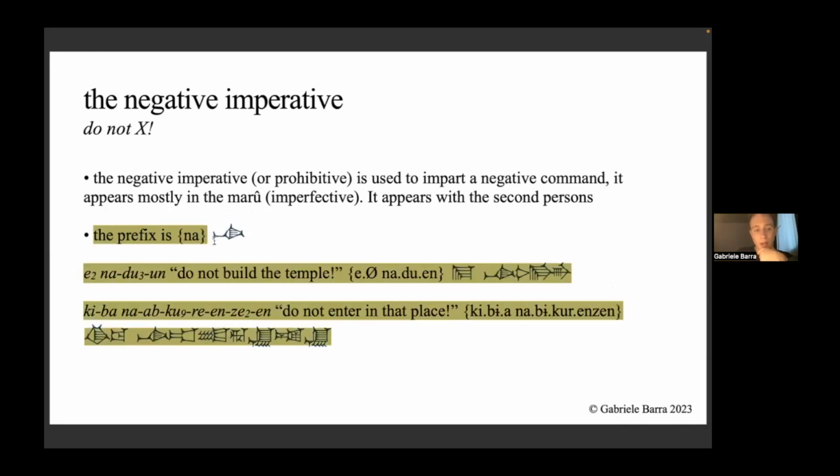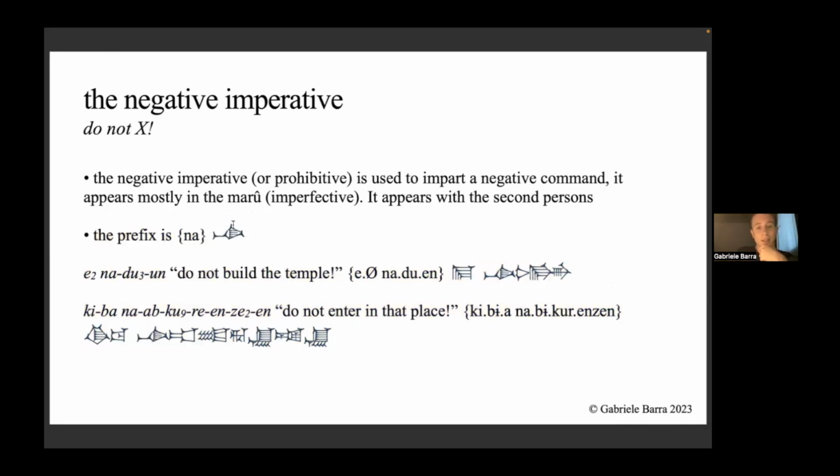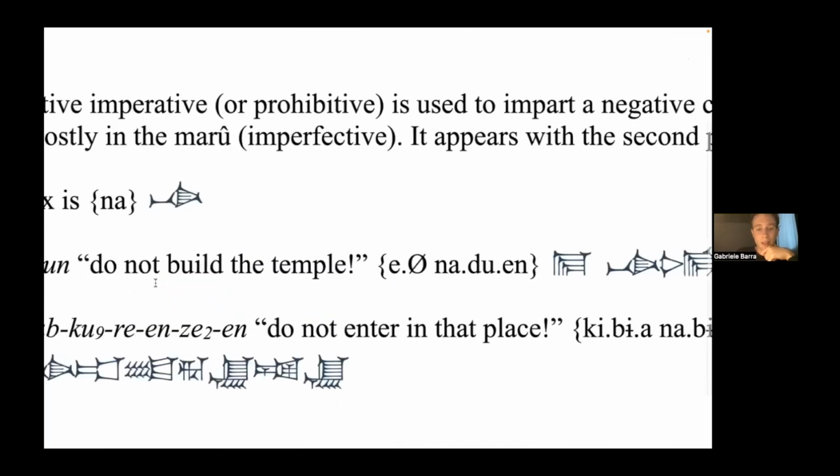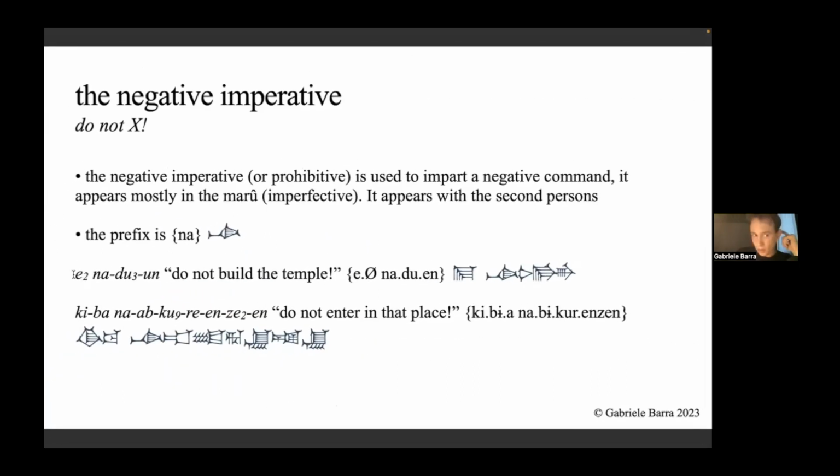Oh wow, I did underline everything. Na, which looks like this. It's kind of like key, but it's got a tail. And you always use it in the modal. That's the thing. So in the present future, imperfective. So to temple. Na, do not build. Temple. Na, do not build.